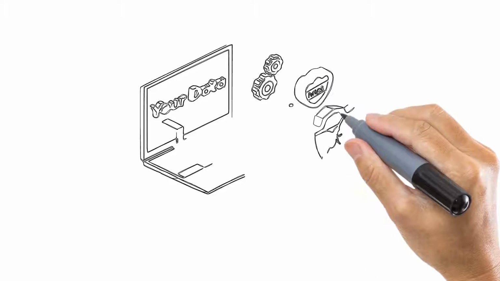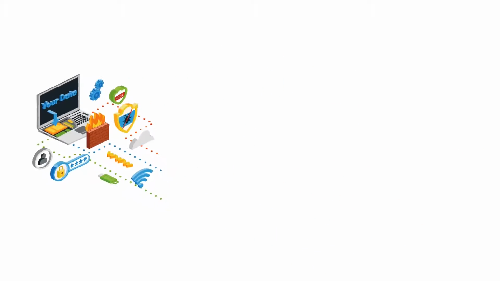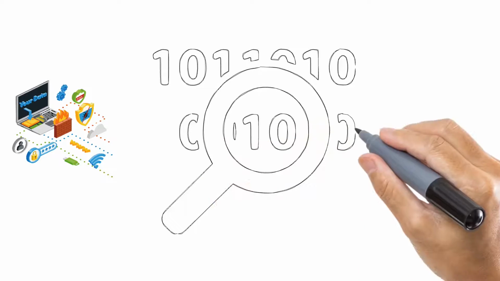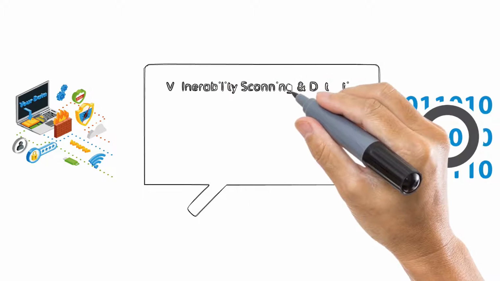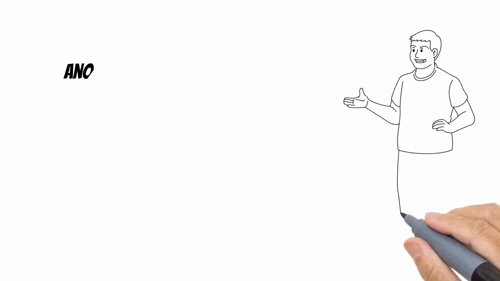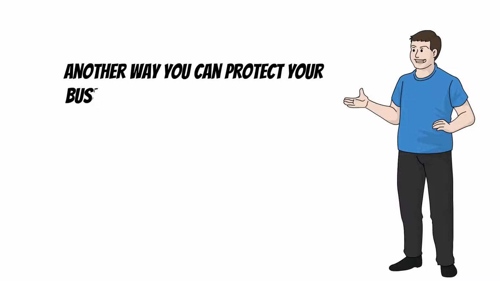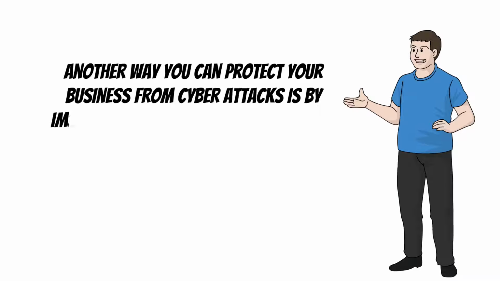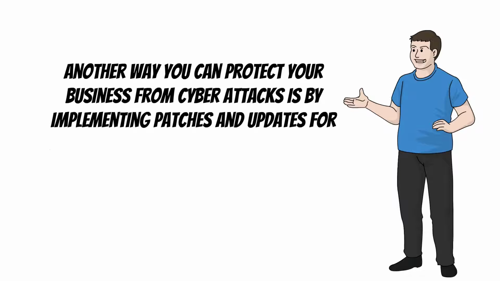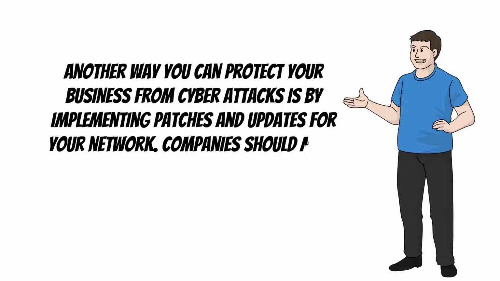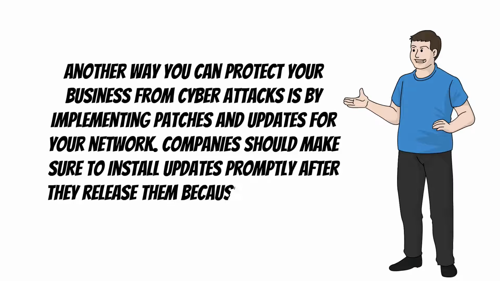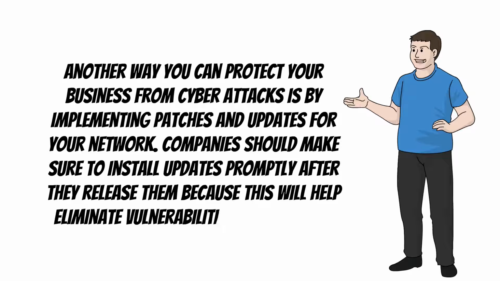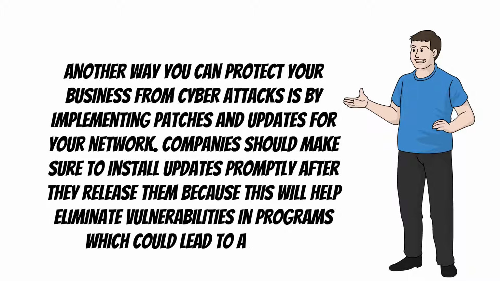Common methods for monitoring networks are: number 1, to use firewalls. Number 2, intrusion detection systems, IDS. Or number 3, vulnerability scanners. Another way you can protect your business from cyber attacks is by implementing patches and updates for your network. Companies should make sure to install updates promptly after they release them, because this will help eliminate vulnerabilities in programs which could lead to a breach.